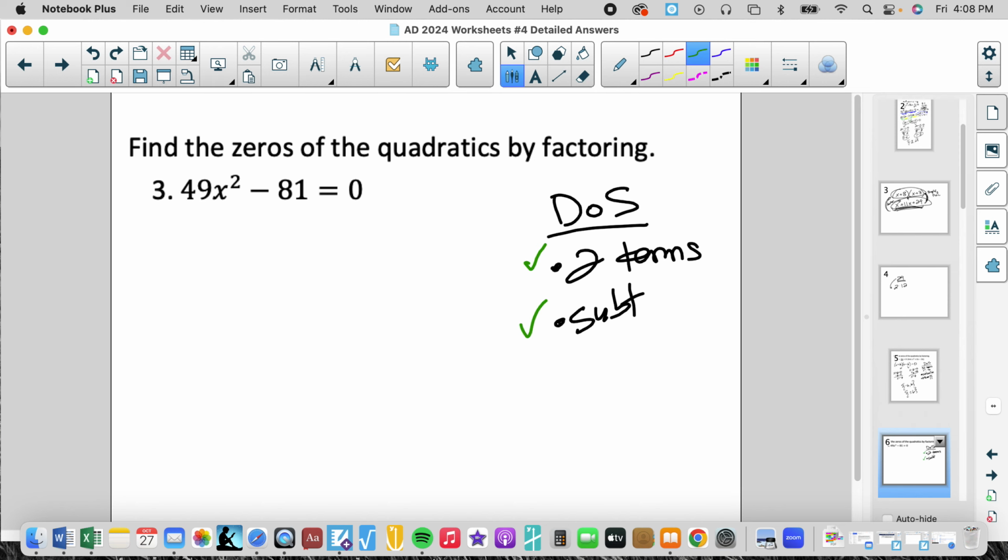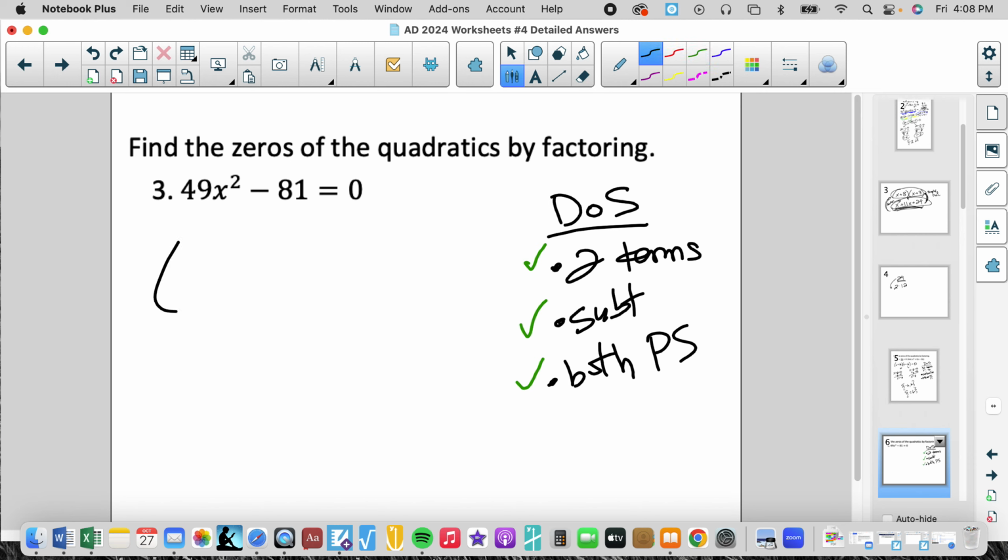Is it subtraction between the two terms? Yes, subtraction. And then the third characteristic is, are they both perfect squares? So 49 is a perfect square, x squared is a perfect square, so this term is a perfect square, and 81 is also a perfect square. We should know perfect squares up to 15. I think I talked about that in worksheet 1 or 2. So yes, they're both perfect squares.